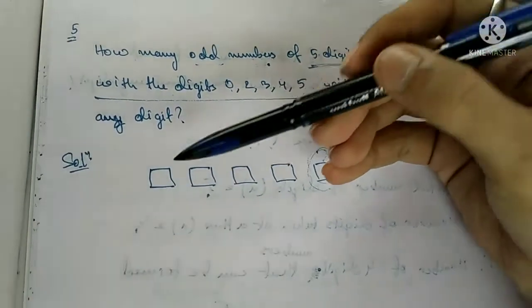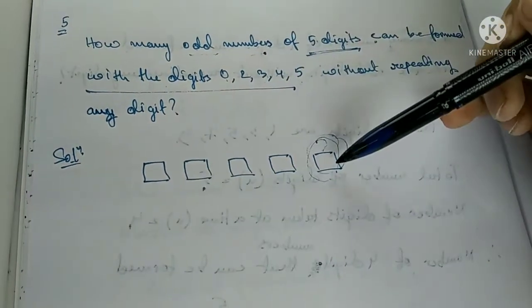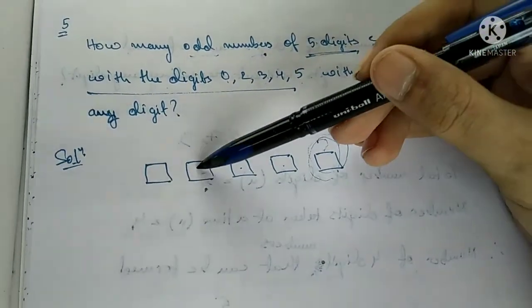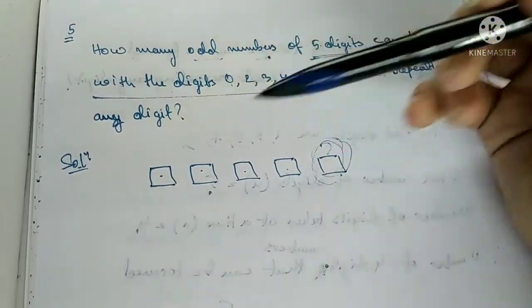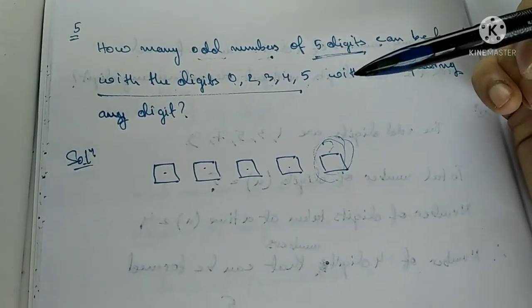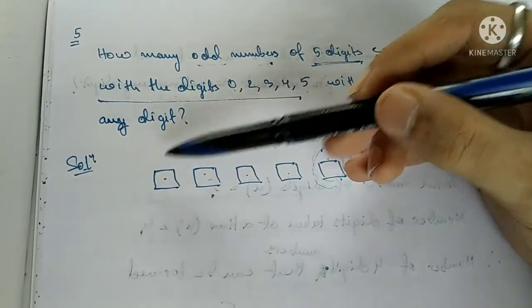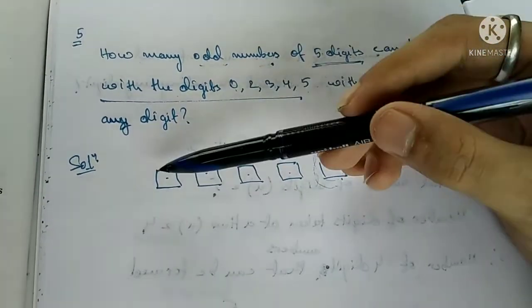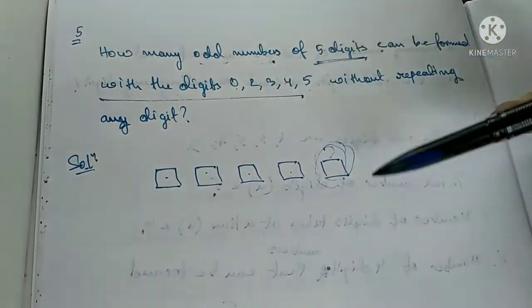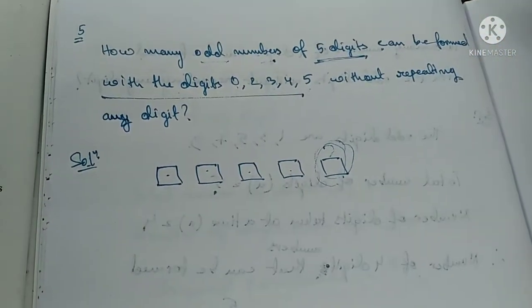Finished? Now you see the first place, which here is units, tens, hundreds, thousands, ten-thousands. The ten-thousands place can be arranged in how many ways? Here in the first place 0 will not come, because if 0 comes in the first place, then this whole 5-digit number will become a 4-digit number.